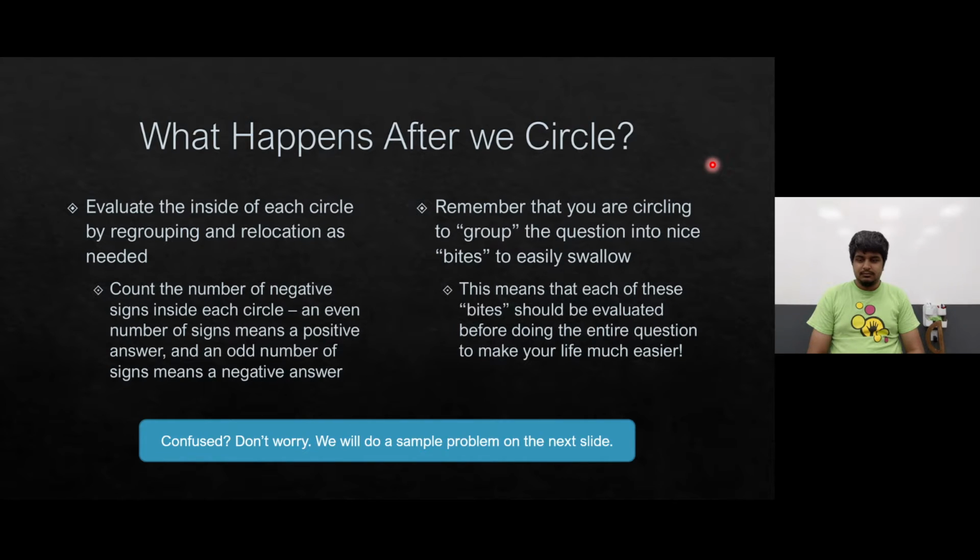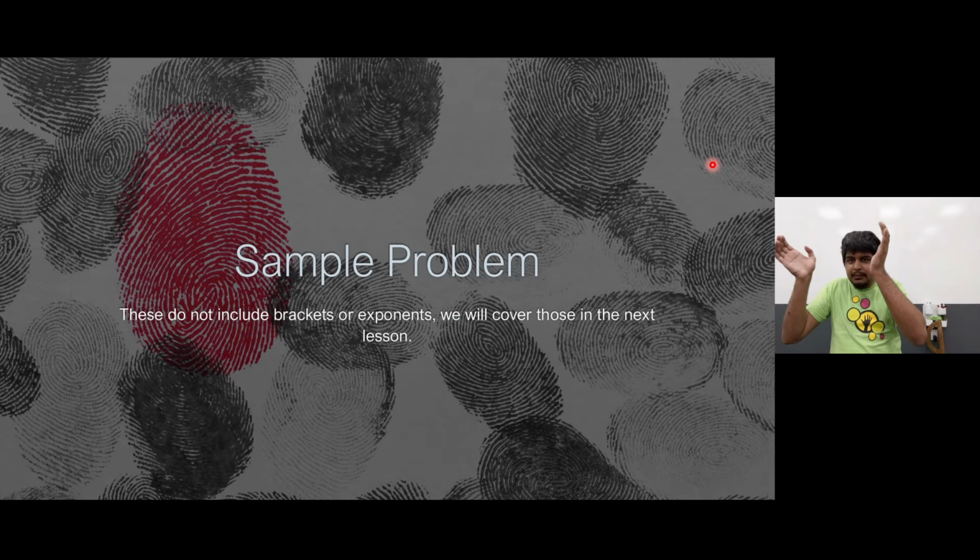Okay? Now, remember that you are circling for the purposes of grouping the answer. You want to group the question into nice, easy little bites to swallow, and within these bites, you should do regrouping. You should do relocation. This will make your life so much easier in the grand scheme of things. Okay? So make sure you do it that way. Now, at this point, you're probably super confused as to what is going on, but don't even worry. We will do a sample problem directly on the next slide.